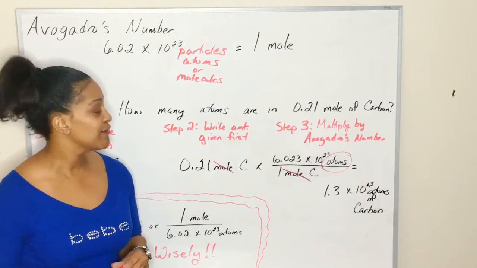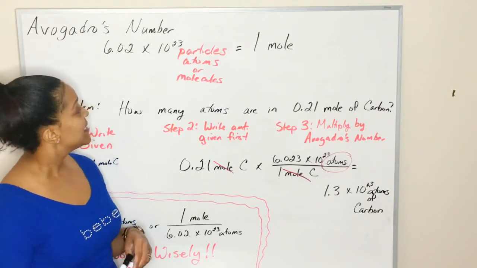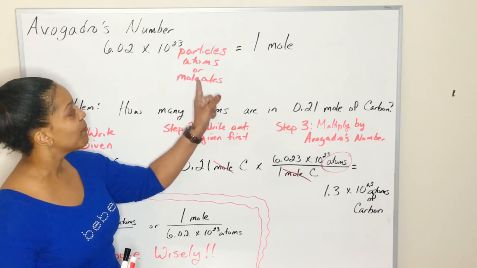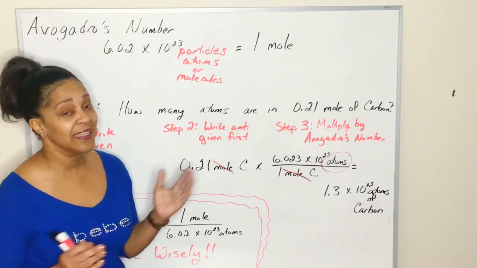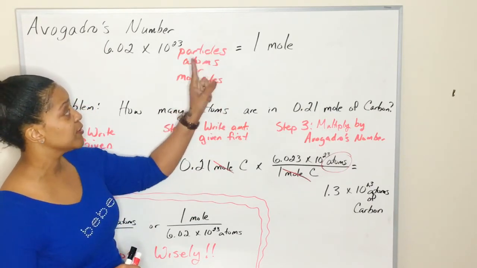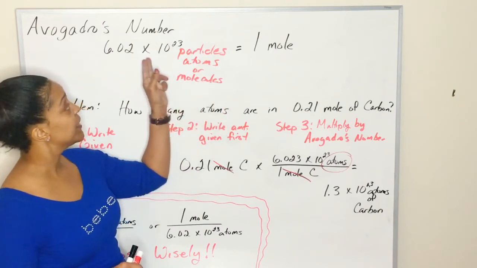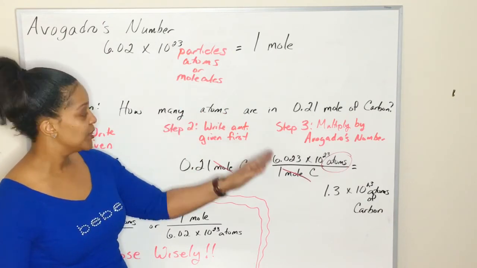Now let's see if you can solve some problems on your own in determining how many particles, atoms, or molecules are in 1 mole. And keep in mind, it doesn't matter if they ask you for particles, atoms, or molecules. You're simply going to use Avogadro's number to convert.